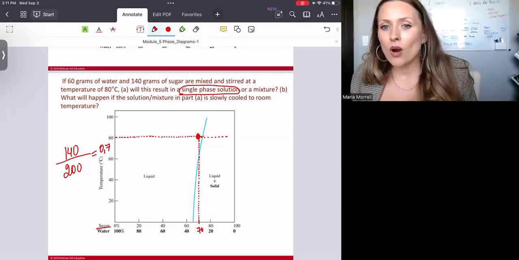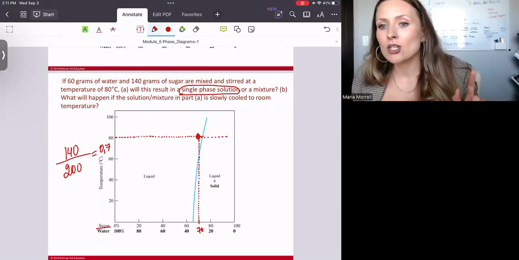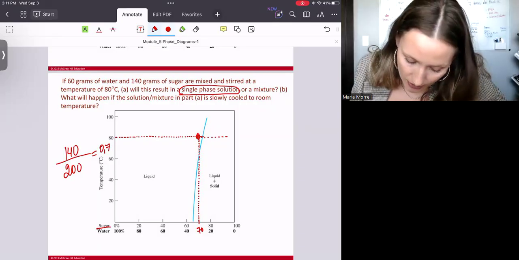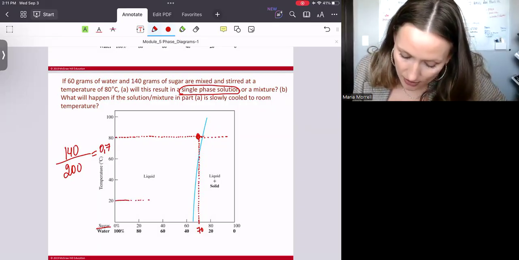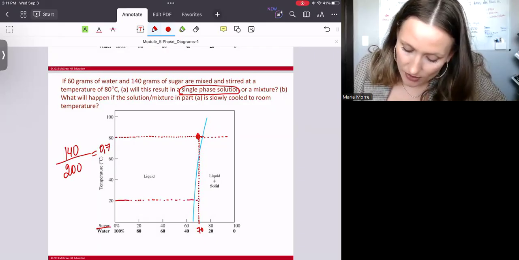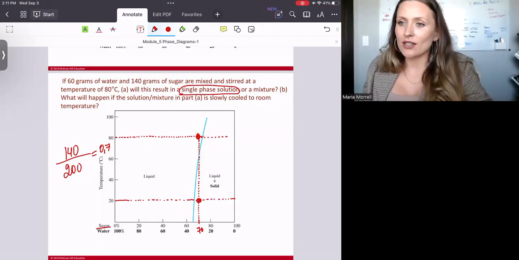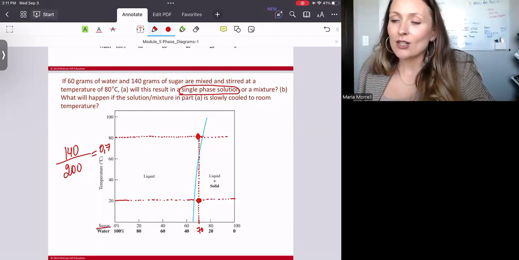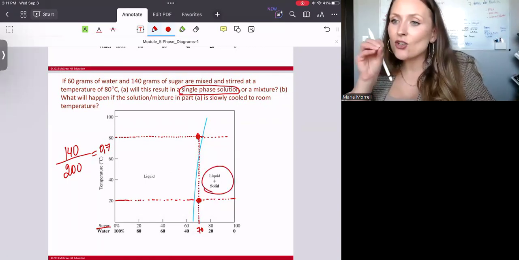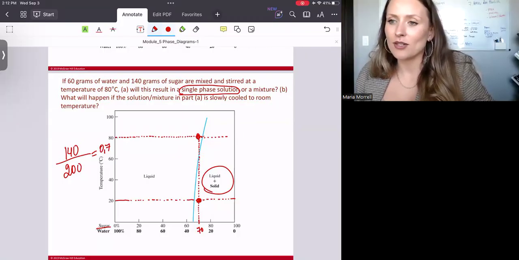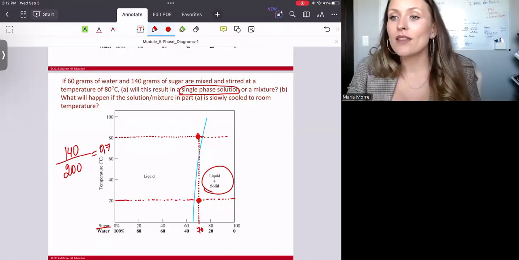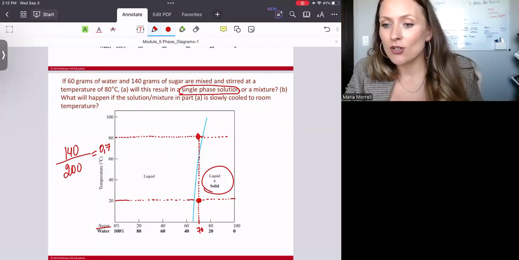Now, part B, what will happen if the solution mixture in part A is slowly cooled to room temperature? Well, what's going to happen if I take this exact same solution and bring it to room temperature? It's exactly what I've been telling you about the sweet tea. You'll see sugary crystals falling out of the solution, and you can actually visualize them, because they look like tiny crystals. Well, with this, we conclude our learning module number 5.